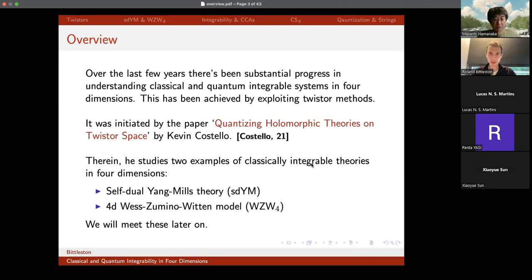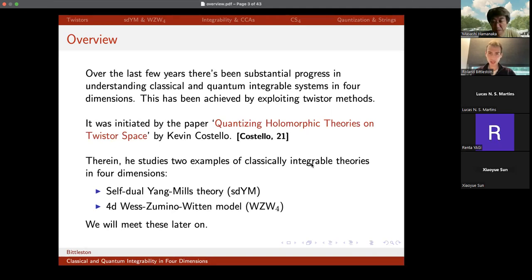and a natural generalization of 2D integrable models. I think it's fair to say that this subfield was started by this paper of Kevin called Quantizing Holomorphic Theories on Twistor Space. There are a great many works in there, lots of them very important, but I wanted to just highlight this one. This is probably the main reference for the background I'll give you, although there are lots of other relevant works as well.